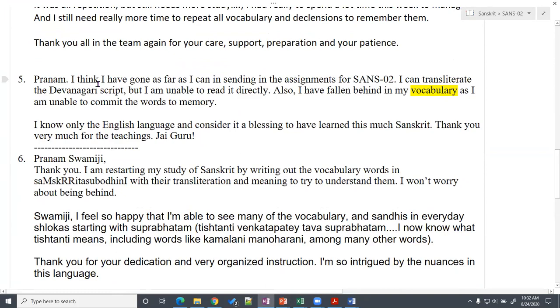So there is a comment here. I think I have gone as far as I can sending the assignments for Sanskrit 02. I can translate the Devanagari script, but I am unable to read it directly. Also, I have fallen behind in my vocabulary as I am unable to commit the words to memory. I know only the English language and consider it a blessing to have learned Sanskrit this much. Thank you very much for your teachings.